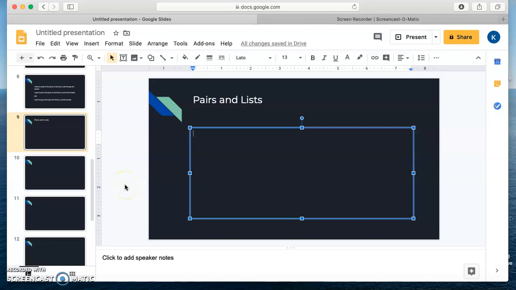Welcome back to our discussion on parallel structure. We've spent the first two videos really discussing what parallel structure is and how to make sure our sentences are structured in a parallel manner at the very base level, making sure that our nouns are matched up with nouns, our verbs are matched up with our verbs, and that our phrases are matched up with our phrases.